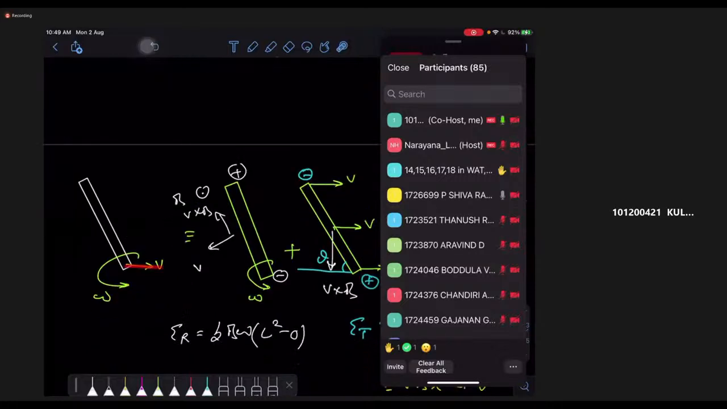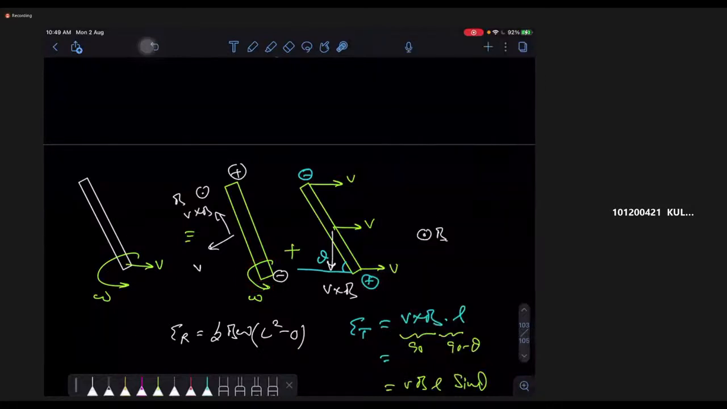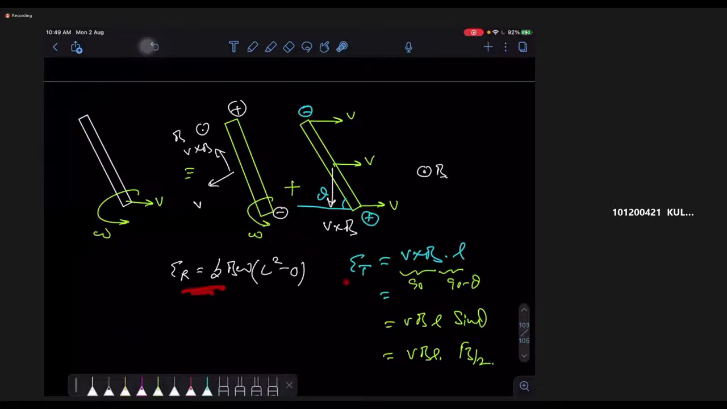When you have translation and rotation, I can divide the rotation and the translation separately. When I divide the translation and rotation separately, you can find the EMF separately and you can add them. If I consider the effect of translation, then due to my translation, EMF is V cross B dot L. Again, velocity is this side, magnetic field is dot. So V cross B is coming in the downward direction. And this V cross B downward means the lower one is the positive terminal, the upper one is the negative terminal.